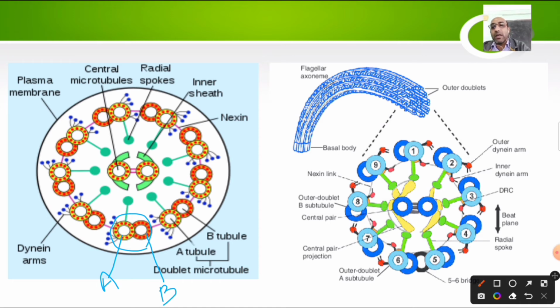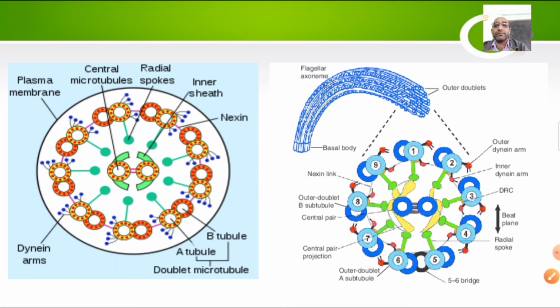Now, these 9 doublet peripheral microtubules are there, isn't it? I have already told you 9 are there at the periphery. These doublet microtubules are joined with each other through nexin proteins, as you can see here, nexin protein joins them.